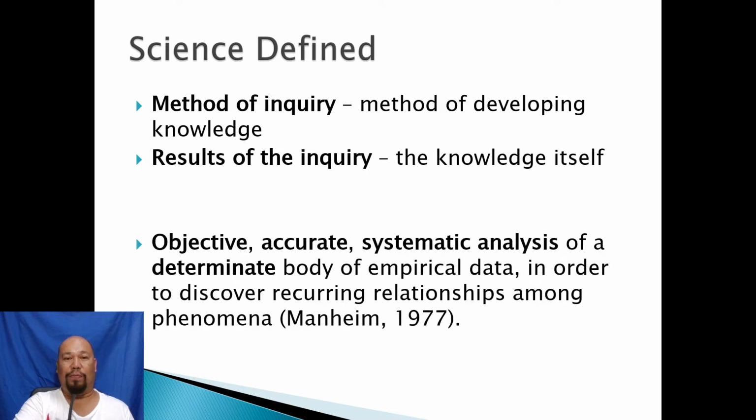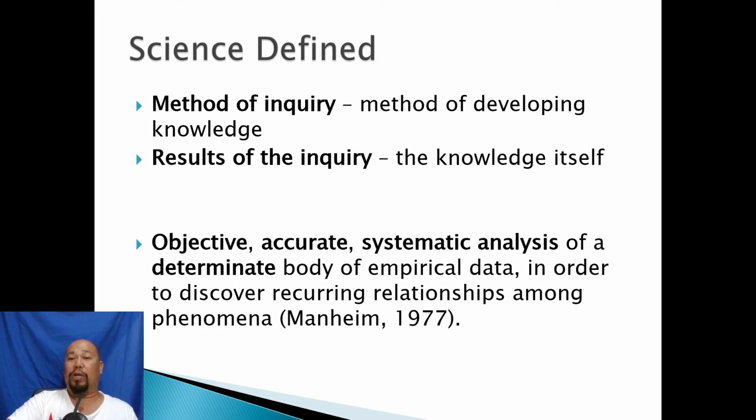A very old definition of science is: objective, accurate, systematic analysis of a determinate body of empirical data in order to discover recurring relationships among phenomena. That's from 1977. Objective meaning free from partiality, without bias. When you see it's green, then it has to be green. You don't say it's a bit yellowish. It's an accurate description of what is being observed.